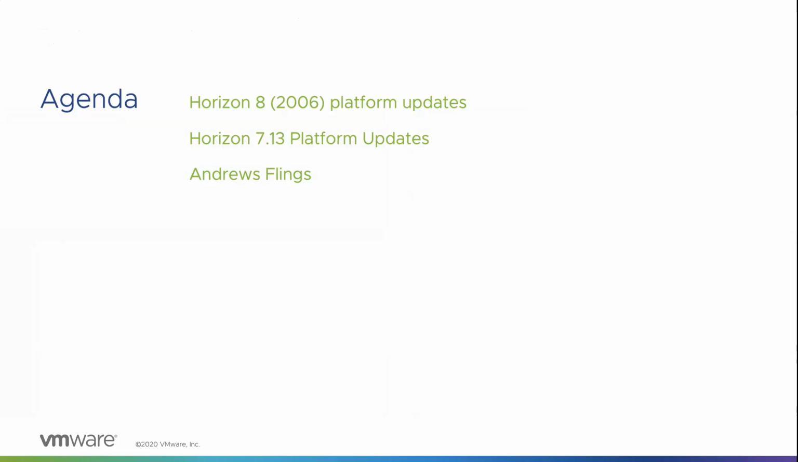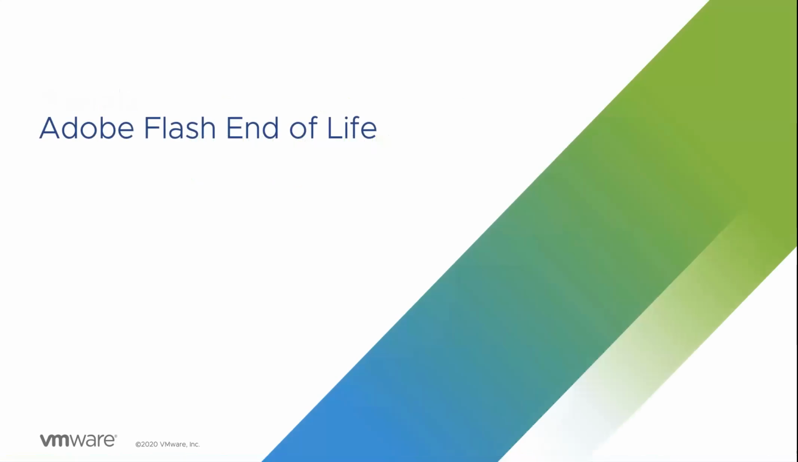So what we're going to go through today is Horizon 8 2006, the release from Q2, Horizon 7.13, which was released in Q3, and then Andrew's going to go through some of his really cool Flings and demo them. We're going to keep this pretty informal. There's a lot of features and a lot of content to cover. So please, as Chris said, use the Q&A panel in Zoom. That would be the easiest way to handle this.